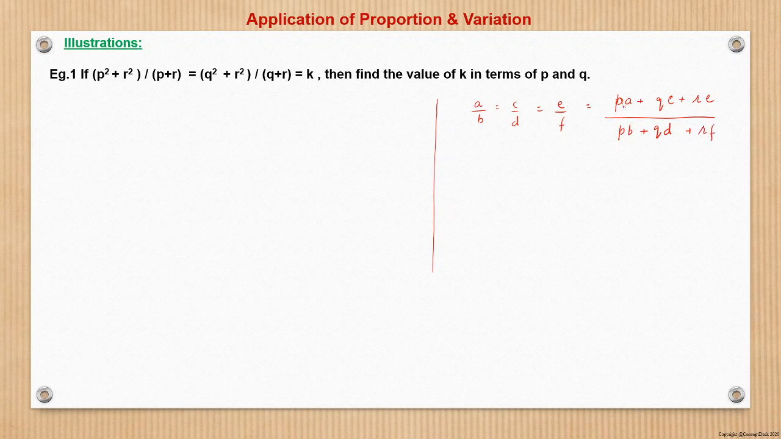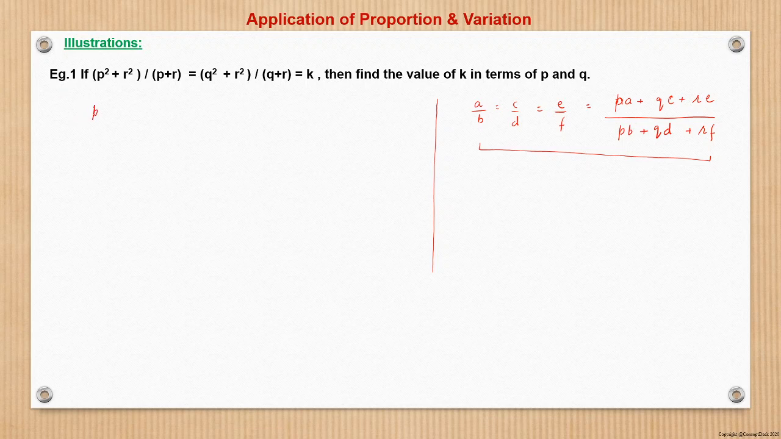One thing to make sure is that the coefficient of a and b will be the same. Similarly, the coefficient of c and d will be the same, and the coefficient of e and f will be the same. This is to be noted, and we had proved this also in the previous session. So we will make use of this property of proportion, and let us see how to solve this question.